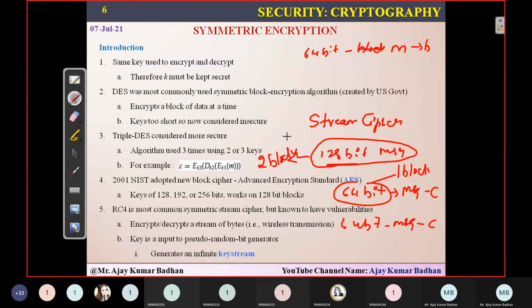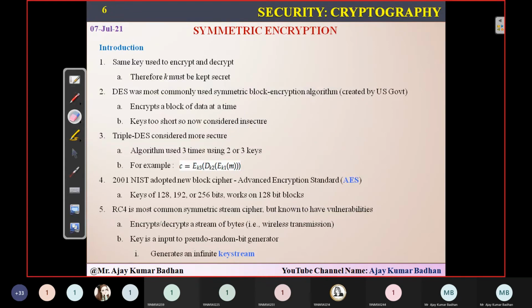The first block will consist of 64 bits, and the next 64 bits will be in the second block. The first will be converted into ciphertext C1, the second into ciphertext C2, and both will be transmitted one after another. But blocks become somewhat complicated, and implementing them is a very tedious task. To overcome this, they came up with something called stream ciphers.